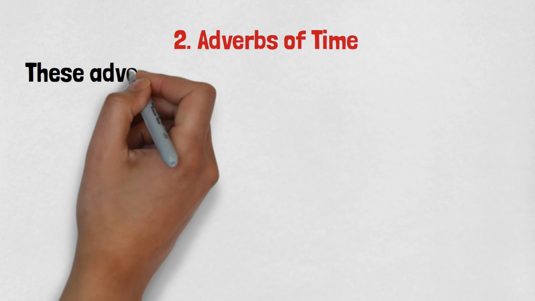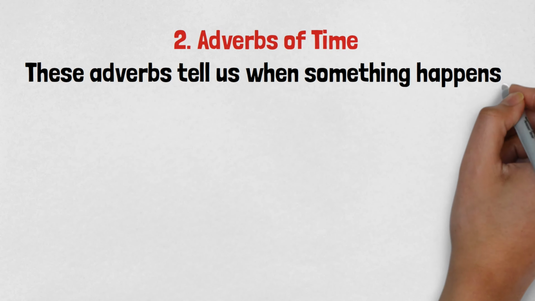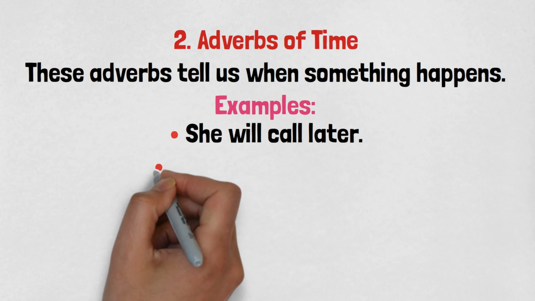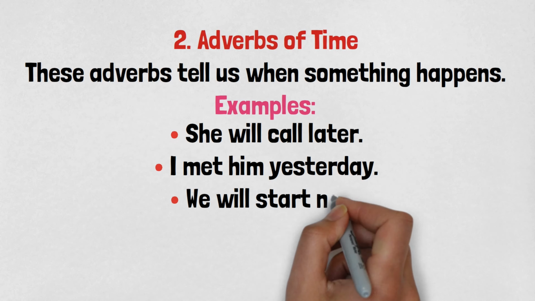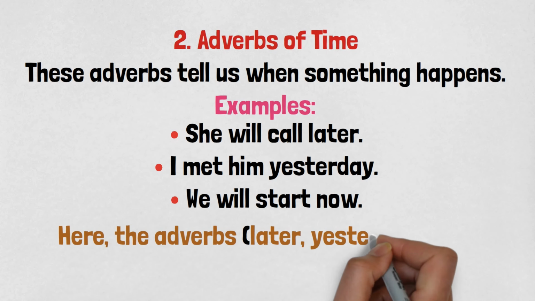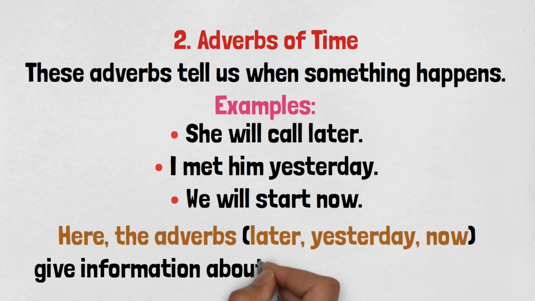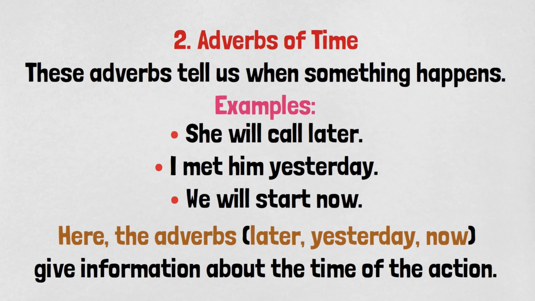2. Adverbs of time. These adverbs tell us when something happens. Examples: she will call later. I met him yesterday. We will start now. Here, the adverbs later, yesterday, now give information about the time of the action.